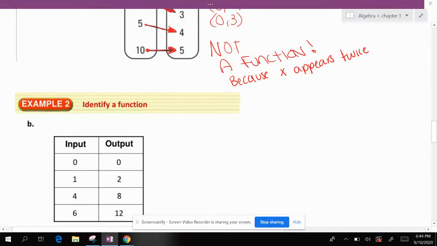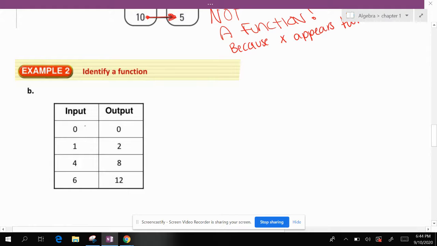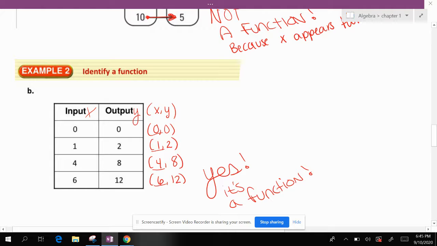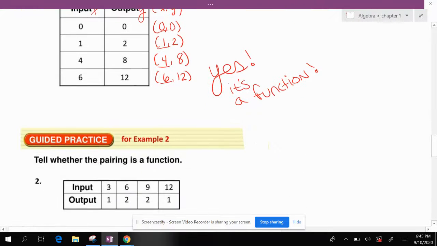Let's look at another example. This time there's no arrows, but I can see these are my x values, these are my y values. If I wrote them as points, as x, y, this one is 0, 0. This one is 1, 2. This one is 4, 8. And this one is 6, 12. Is this a function? Do you see any of the x values repeating themselves? No, I do not. I have a 0, I have a 1, I have a 4, and a 6. So is this a function? Yes, it's a function. Bravo.